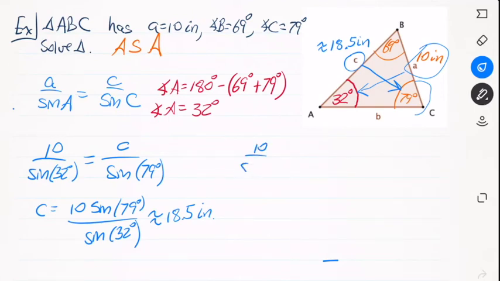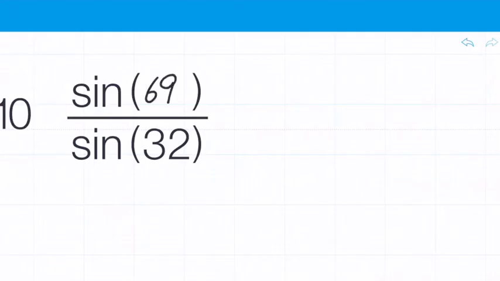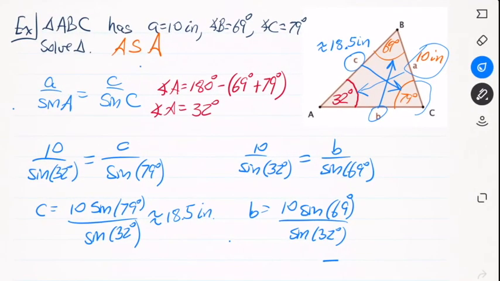You start off the same with sine of A over A equals sine of B, or I'm sorry, B over sine of B, which is 69. So sine of 69 degrees. And then, of course, B is going to equal 10 sine of 69 over sine of 32 degrees. All right. So if you use your up arrow in your calculator, you can just change the one number that needs to be changed, as long as you use the same setup you used for the first one, to get the second answer pretty quickly, 17.6. So this is approximately 17.6 inches.